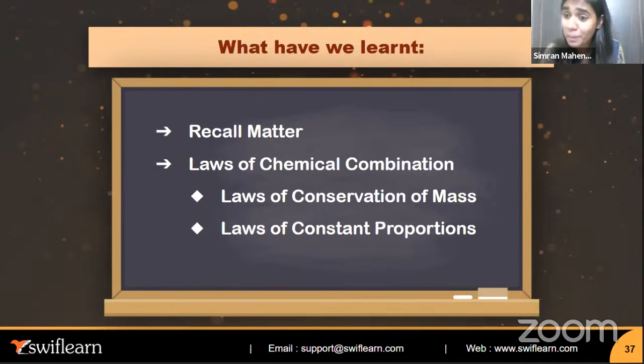And what is matter made up of? Matter is made up of tiny, tiny particles, which are called atoms. So anything that you look at around you is made up of atoms. Clear? So this is all about matter. Matter is anything that has mass and occupies space.